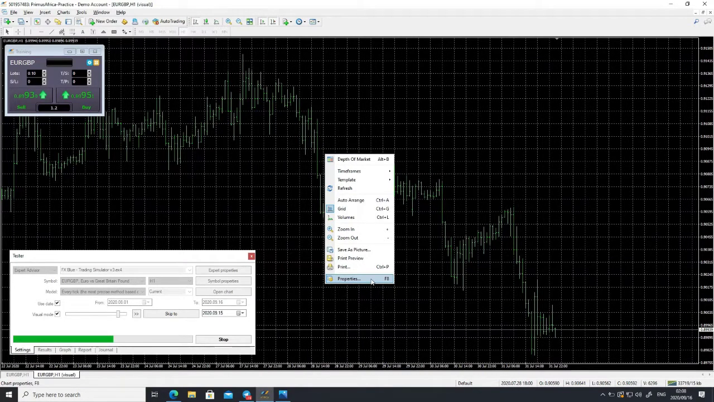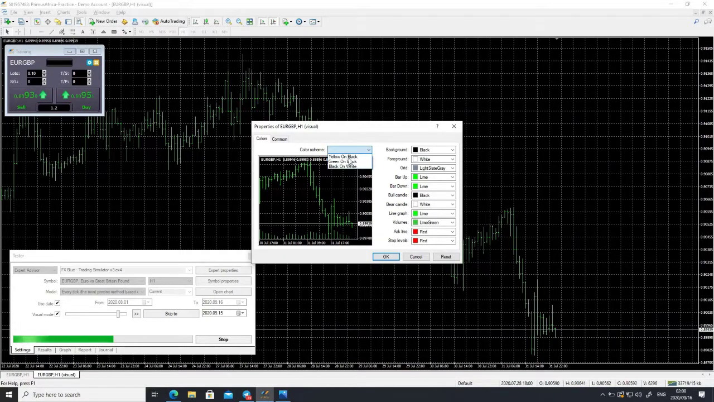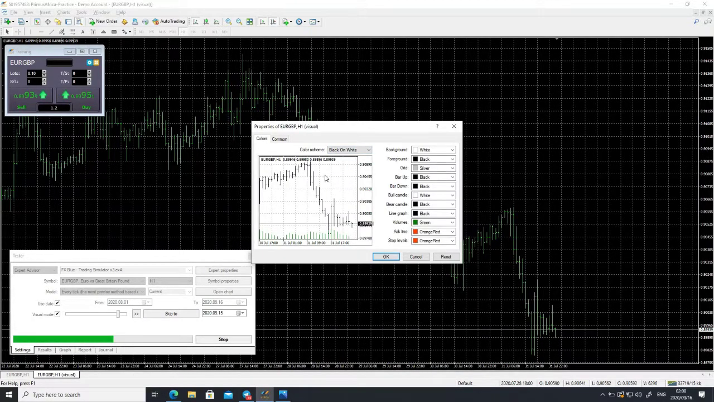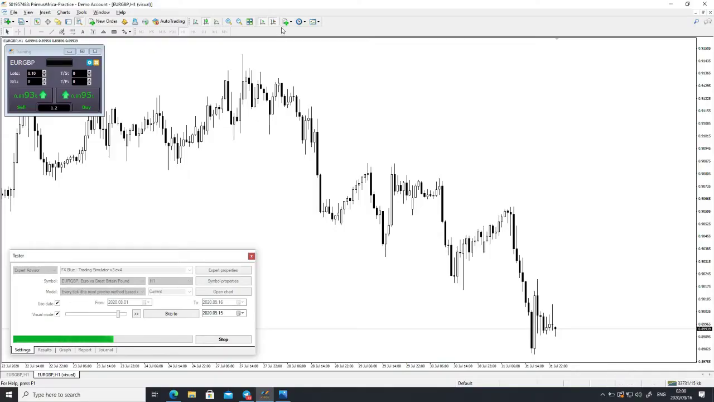Right, now let's change how it looks. Right click on properties, and then on colors, I'm going to choose black and white. And on common, I'm going to choose candlesticks and get rid of the grid. Click OK, and there you go, it looks very nice.